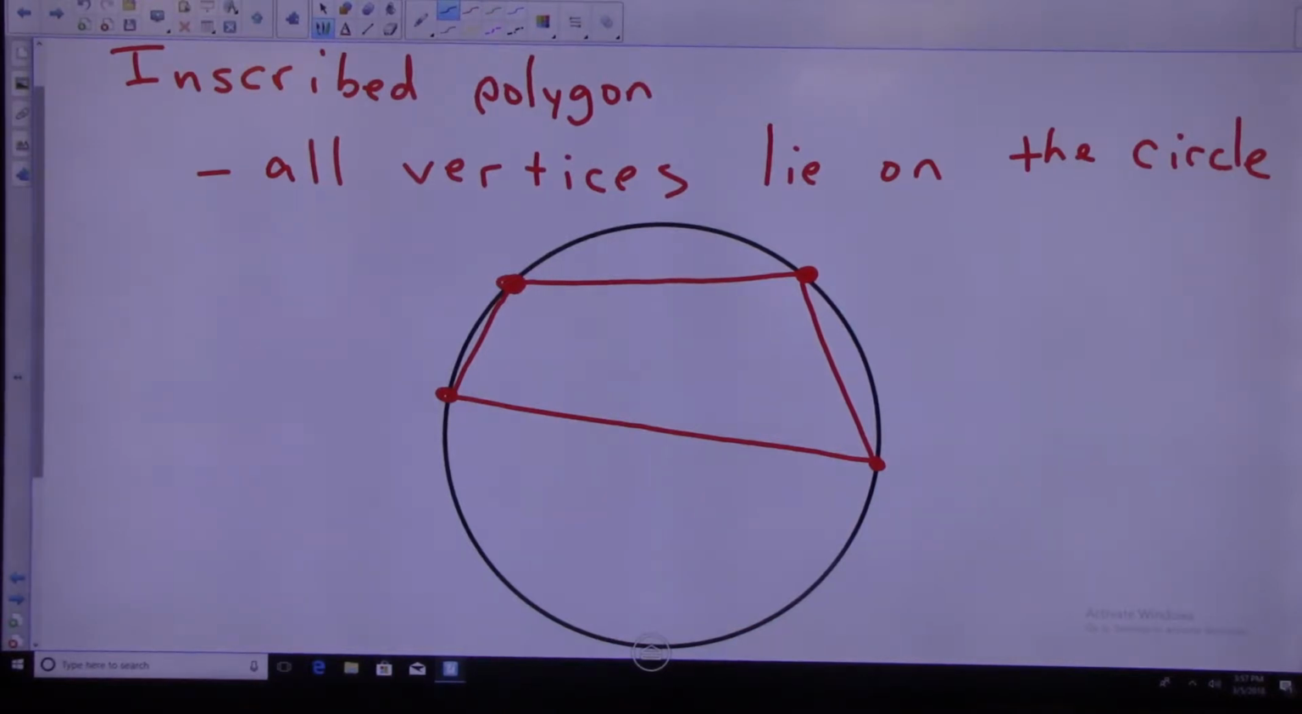Moving on. So that's what an inscribed polygon is. Now, the next theorem that we're going to look at deals with inscribed polygons. Yeah, I guess it kind of does deal with inscribed polygons. So it's about right triangles.